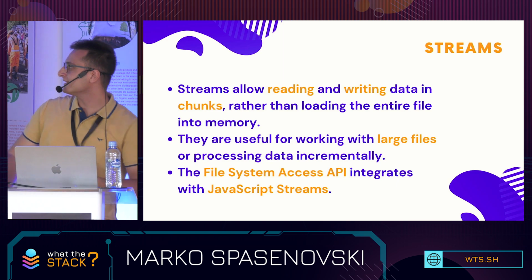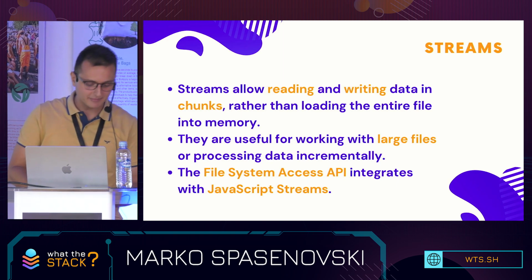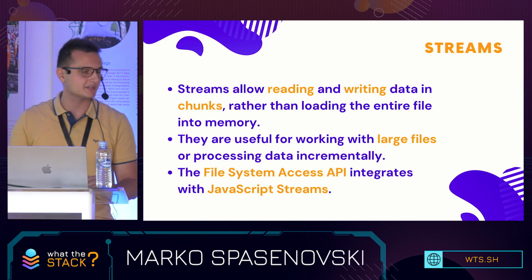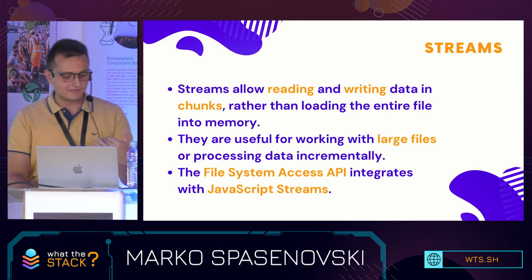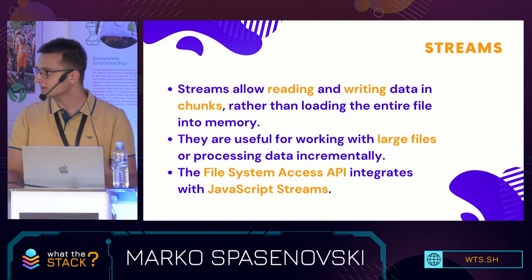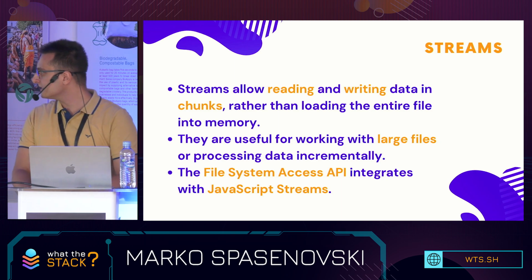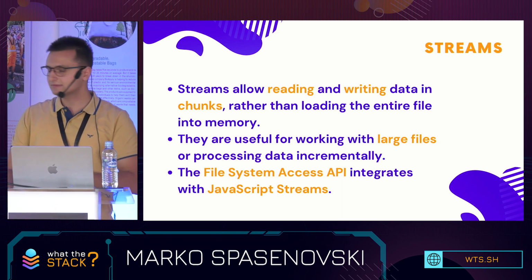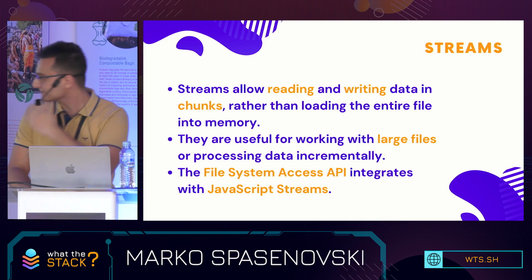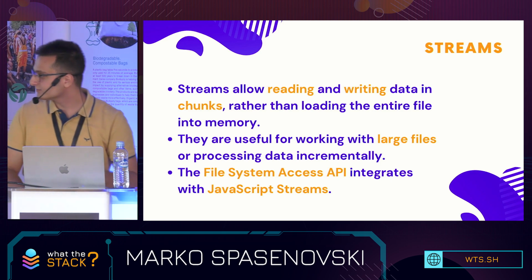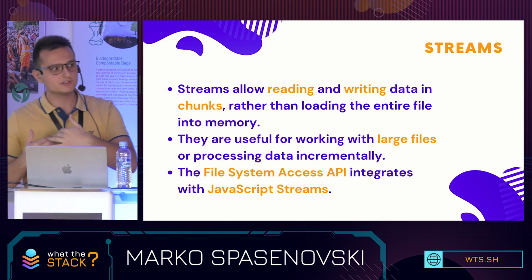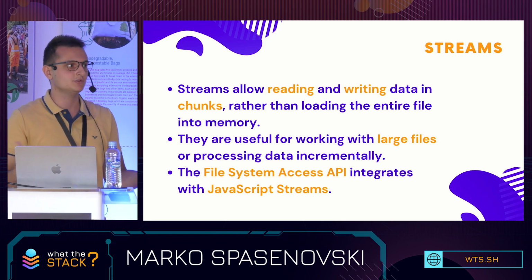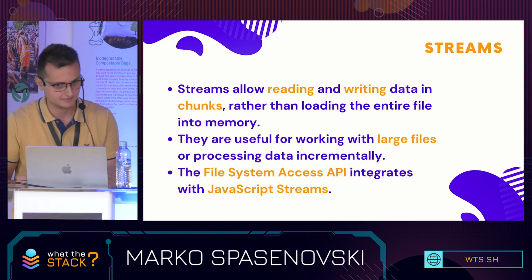So streams allow reading or writing data in chunks rather than loading the entire file into memory. So this is how you can get over that problem of loading a big file in memory and making your browser crash. You can do that with the File API, like I said, but sometimes it's not enough. They are useful for working with large files or processing data incrementally. The file system API integrates with JavaScript streams. It uses streams intensively for everything, and everything is a promise. You have to await literally everything.